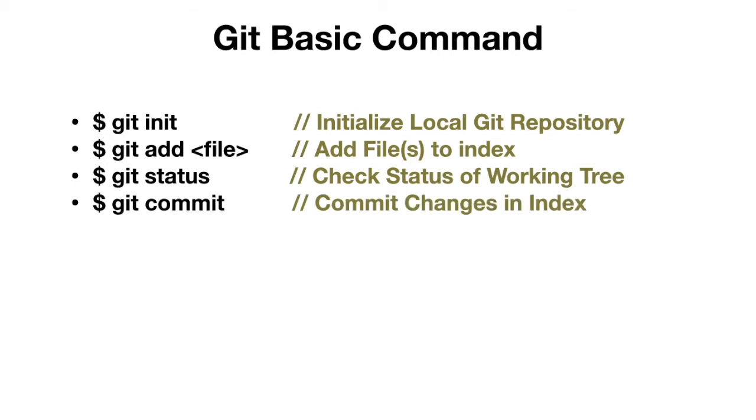Then git commit. If you want to add your changes to the index, you can use the git commit command, and whatever you have added till now or whatever changes you have made inside your project, the changes which have been shown to you by using the git status command, those files will be committed to our current snapshot.